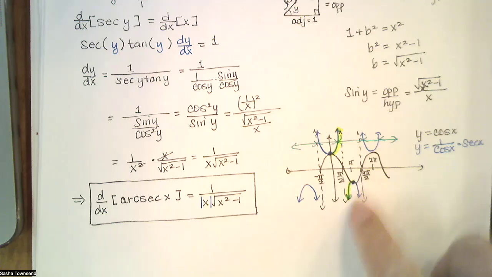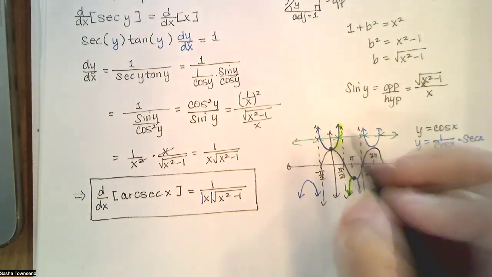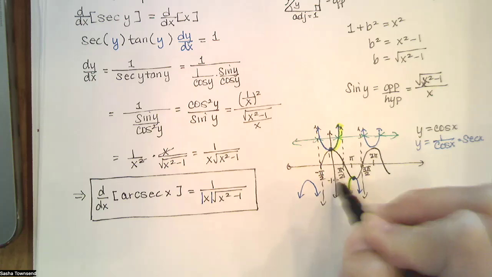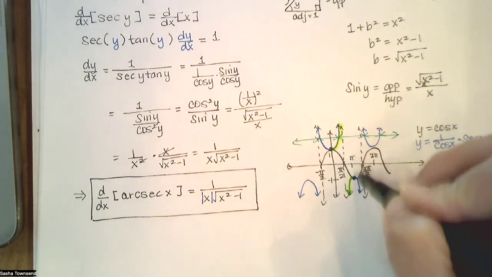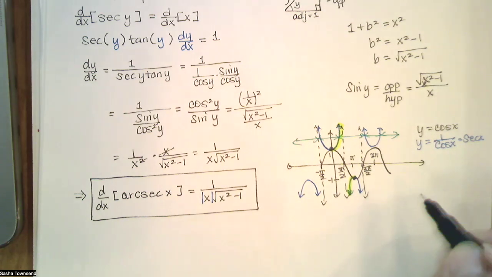So we're just taking those two parts of our secant graph, and then we're going to switch the roles of x and y. Notice that the range of secant is -infinity to -1. So we go from there all the way up to -1. Then we skip all the values between -1 and 1, and then we go from 1 to infinity. So that's the range of the secant.